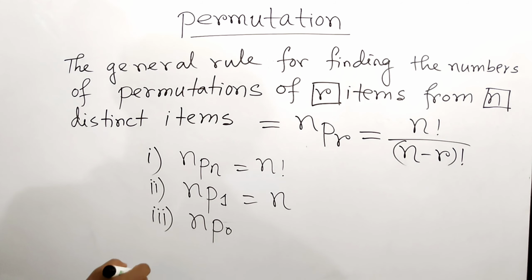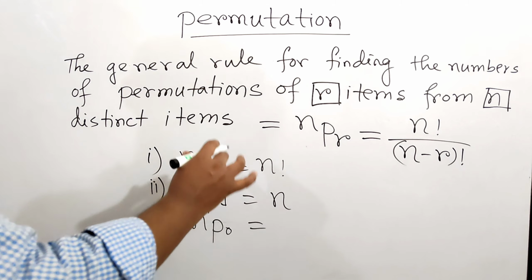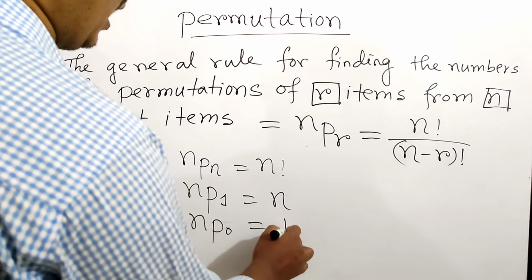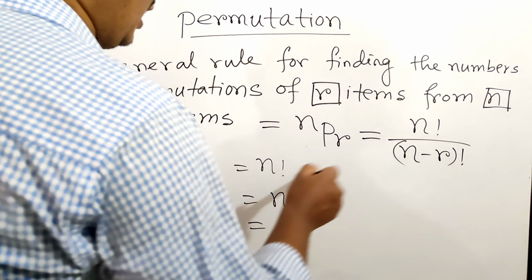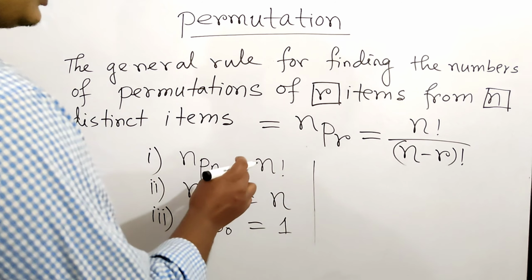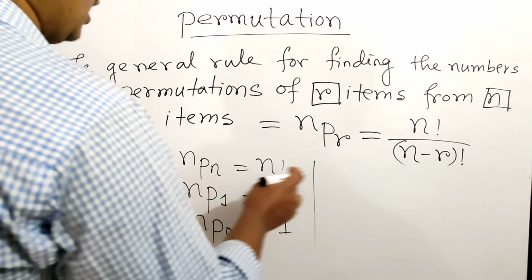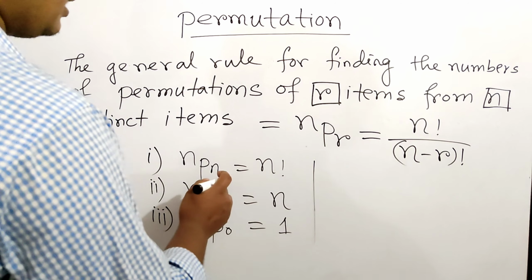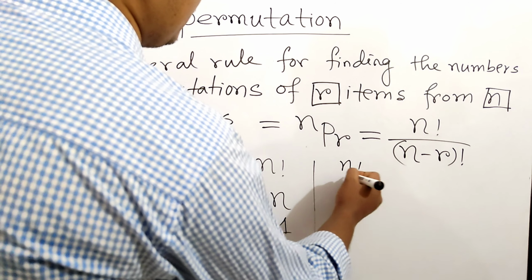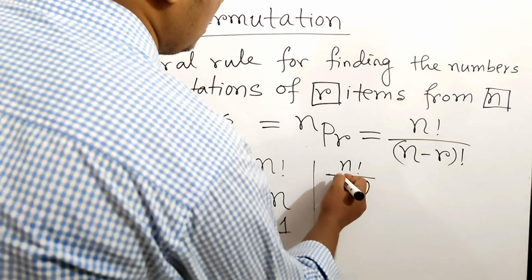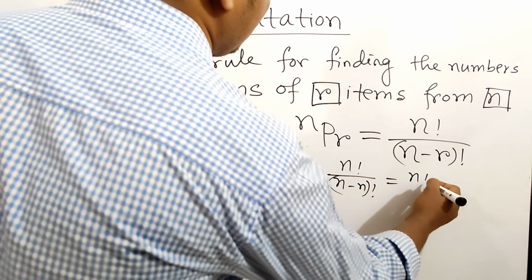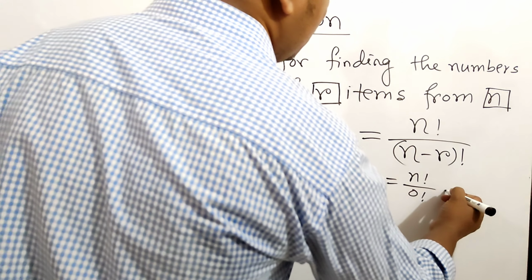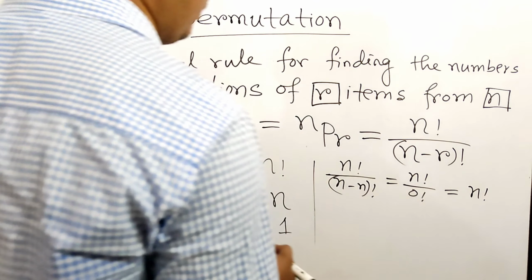Number three, nP0. You must keep in mind this formula for permutation: nP0 equals 1. Suppose you use the formula for nPn. Here r is n, so that is n factorial divided by (n minus n) factorial, that is n factorial divided by 0 factorial. We already know that by definition 0 factorial is 1, so that means n factorial.